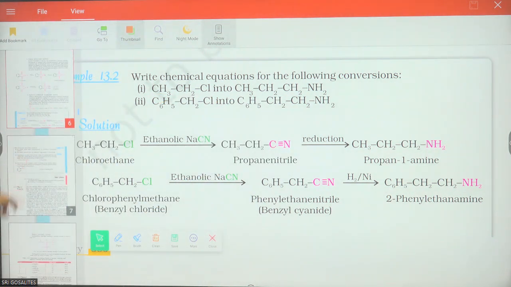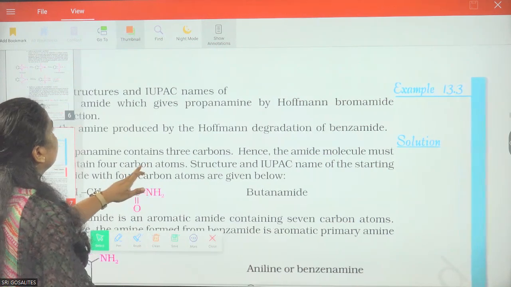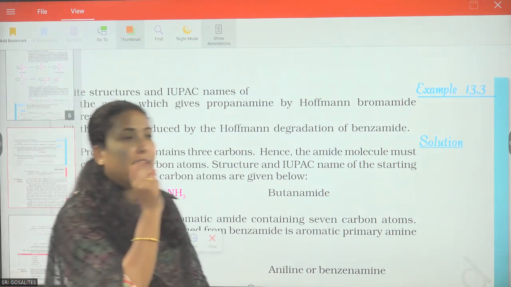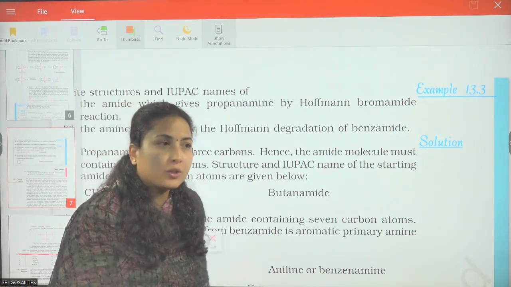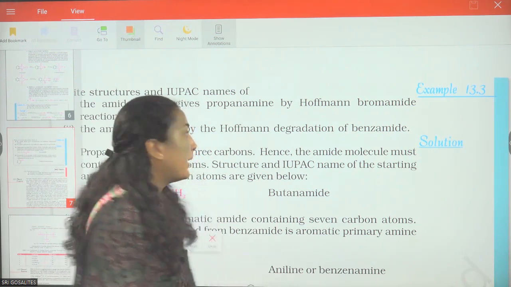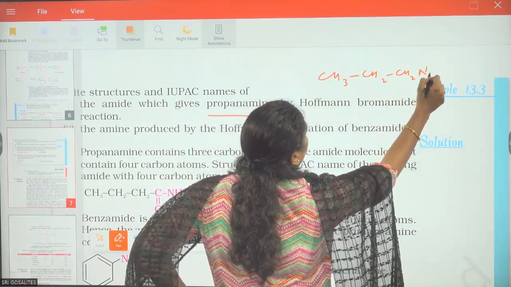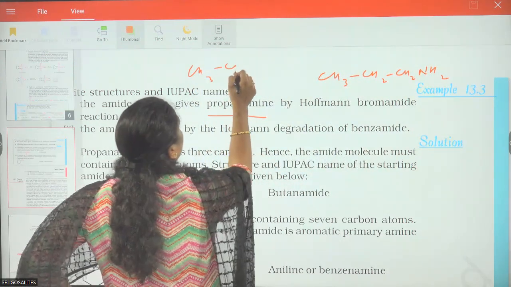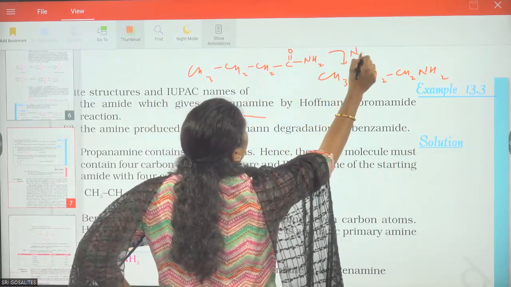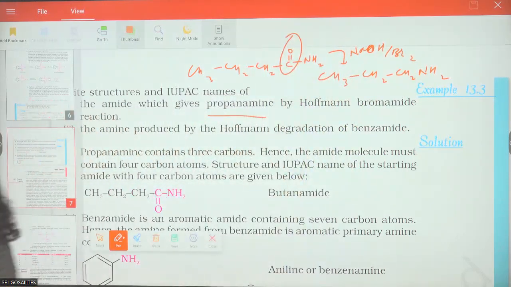Now the Hoffmann bromamide degradation becomes important. They have given you the amide. Hoffmann bromamide means, first of all, it will be an amide, RCONH2, and degradation means you are removing CO from there, with bromine plus NaOH. Propanamine has to be formed: CH3CH2CH2NH2. So think of CH3CH2CH2C=O NH2, and if you are having NaOH and Br2, all you need to do is remove this CO. You'll be getting it, right?